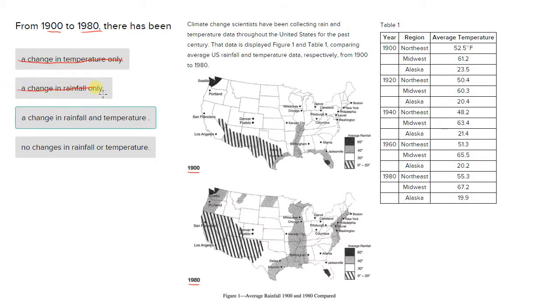Similarly, this answer cannot be correct because we see that the temperature also changed from table 1. Answer C, looking good: a change in rainfall and temperature. And we can eliminate no changes in rainfall or temperature because we saw both of those changes here in the question, and the tables and the diagram. So that's your answer, answer C.